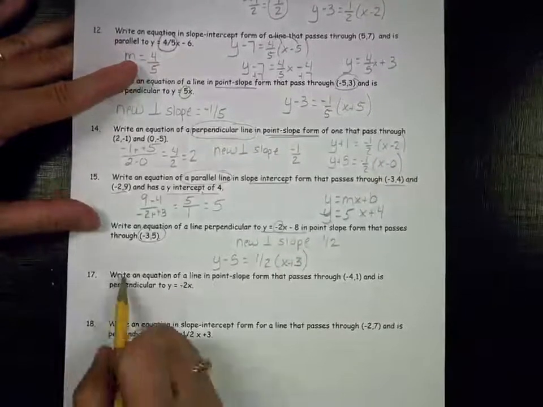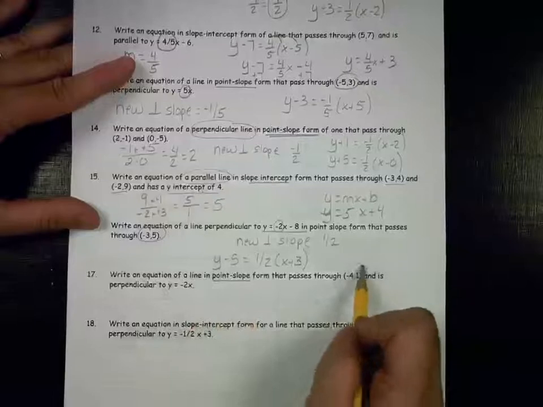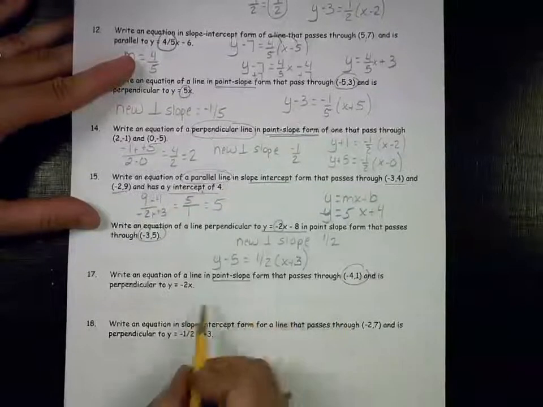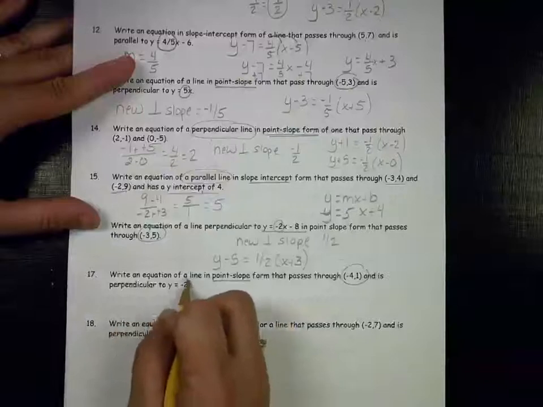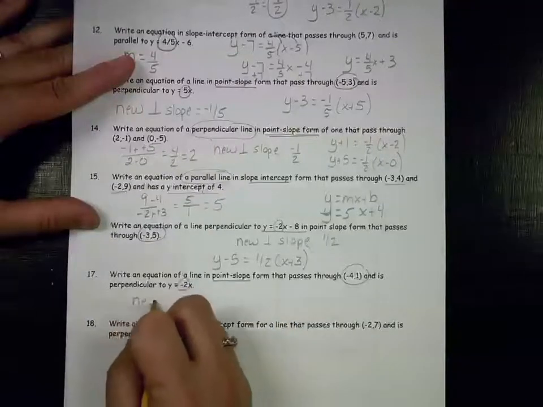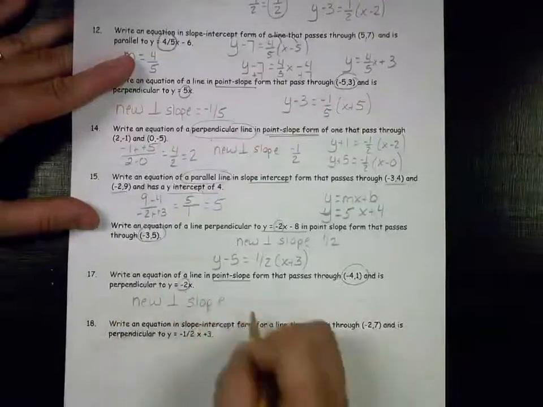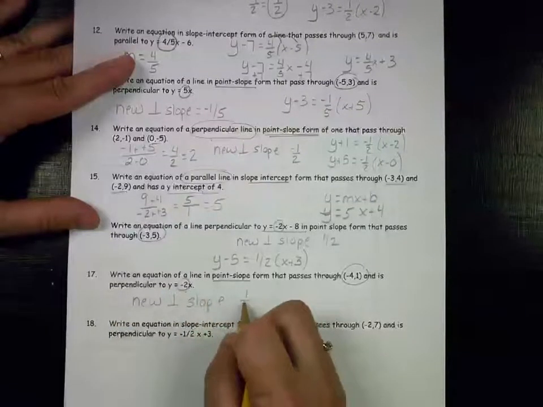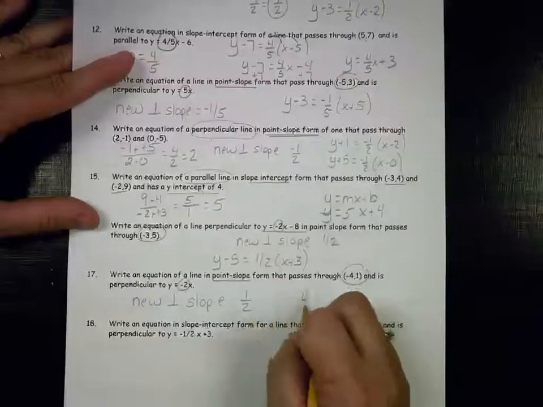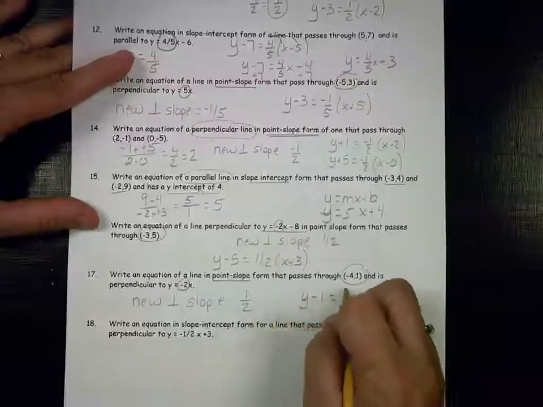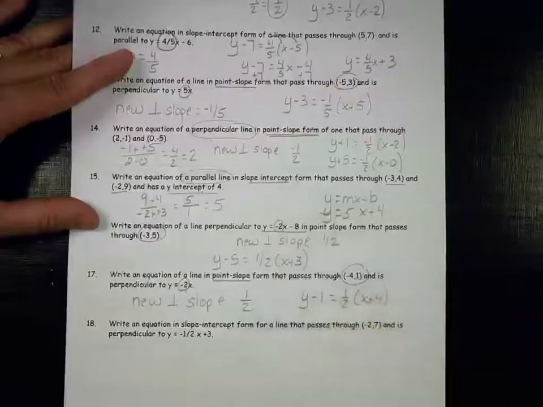17, write an equation of a line, point slope form, passes through this and is perpendicular. This slope is negative 2. So our new perpendicular slope is 1/2. Point slope, y minus 1 equals 1/2 x plus 4.